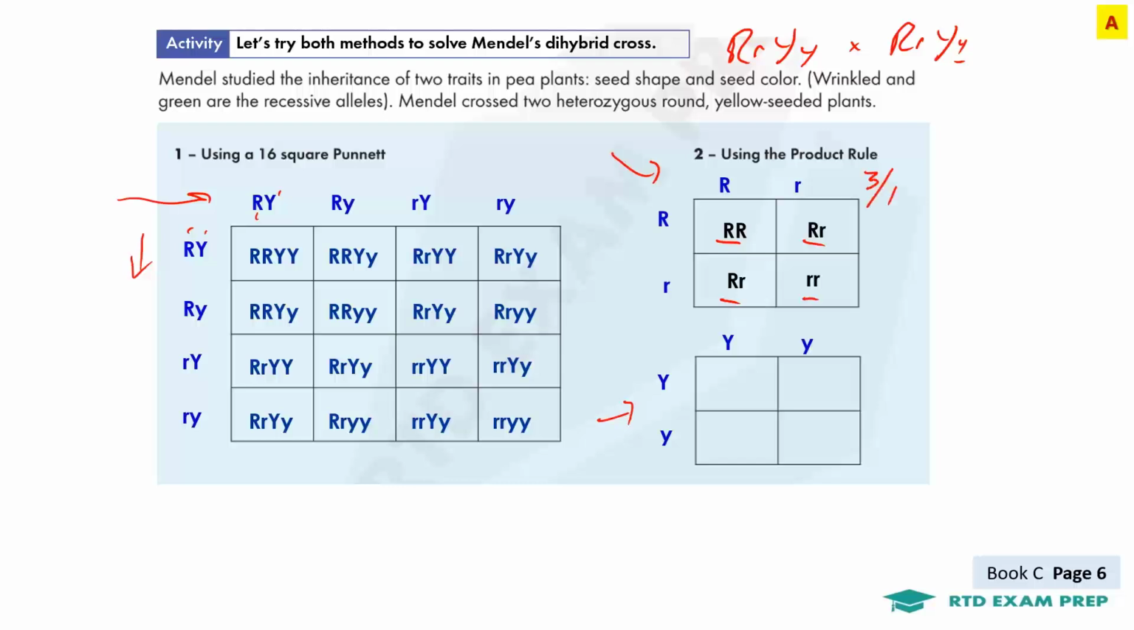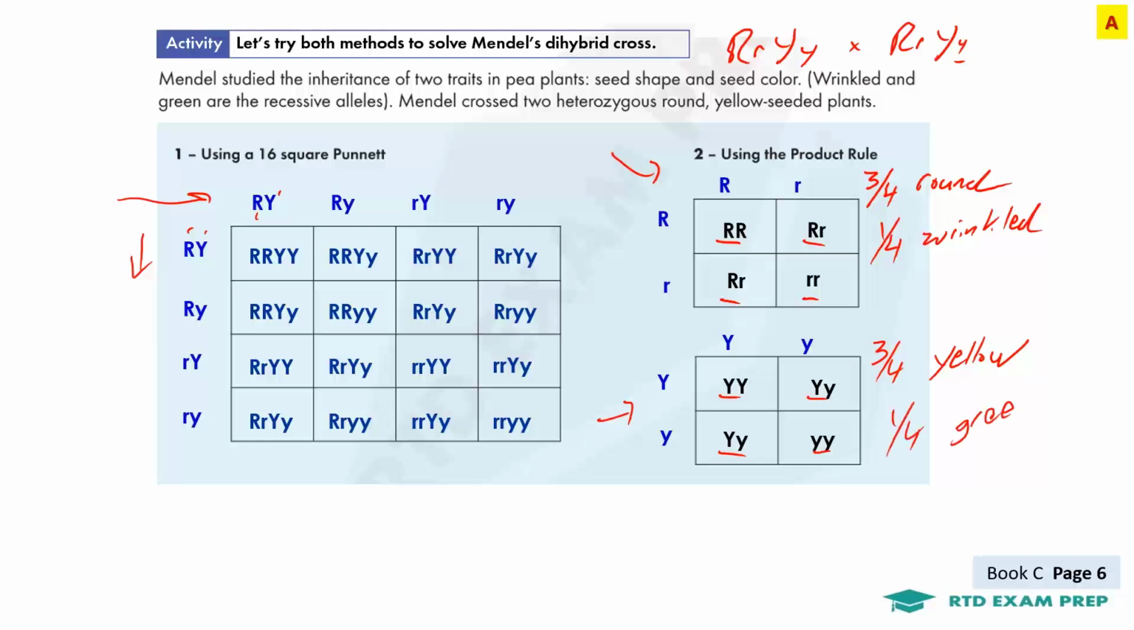So I see 3/4 round, 1/4 wrinkled. Do that for our color, yellow, yellow, yellow, green. So we have 3/4 yellow, 1/4 green. So for example, if I was asking what percentage are round and yellow, I'd go 3/4 for round times 3/4 for yellow, and I'd get 9 out of 16.